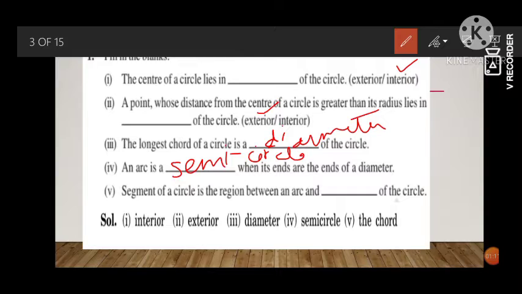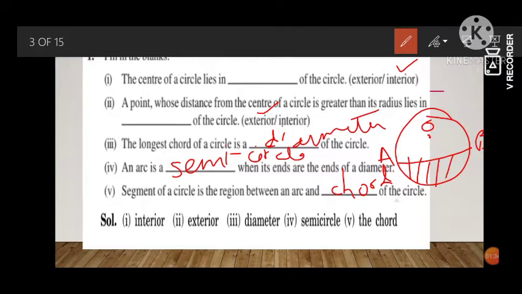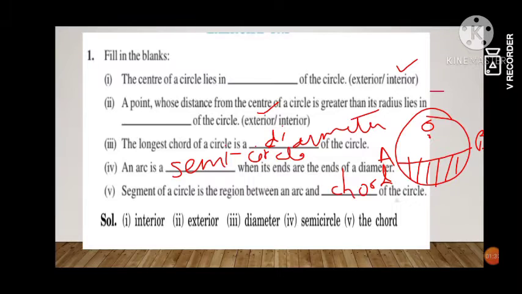The last subpart of fill in the blank is: segment of a circle is a region between an arc and the chord. So between arc and chord you will get a segment. So if this is a circle and this is chord, AB is a chord where O is the center, then this portion is called the segment.